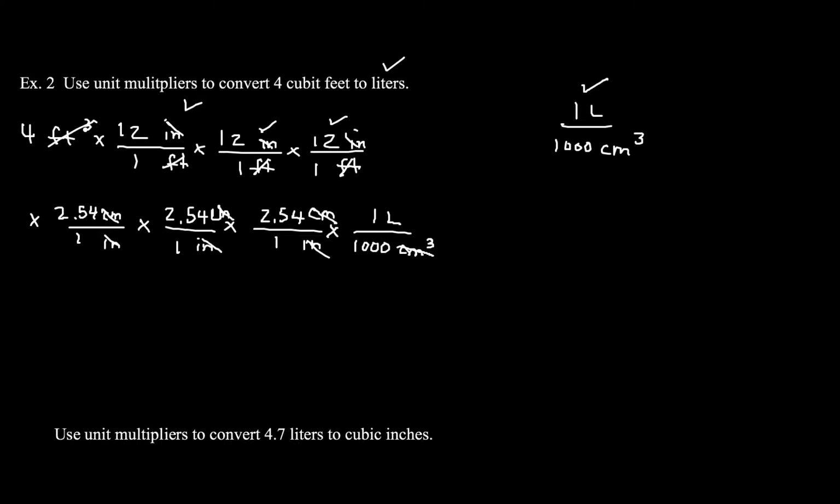We went from feet cubed to liters. We just multiply this all out. 4 times 12 cubed times 2.54 cubed all over 1,000. And we get a final answer of, and the book does not even have it multiplied out. I'd prefer that you multiply it out, but they don't always have that multiplied out, and you just put liters because that's the only unit that's left. Let's try one more of these.